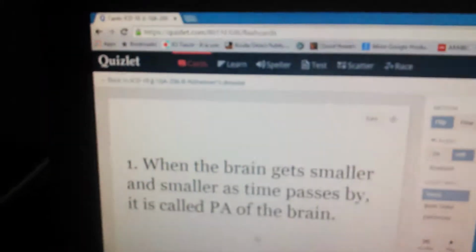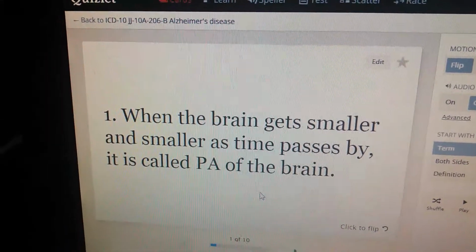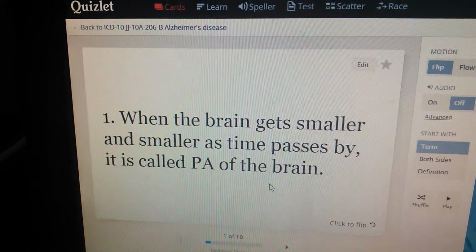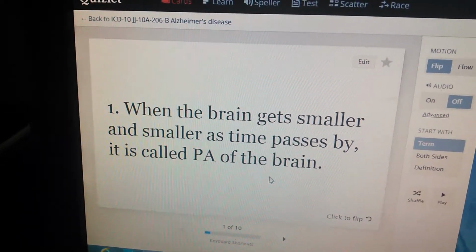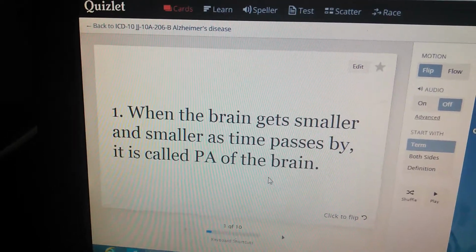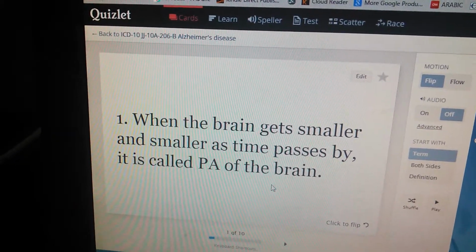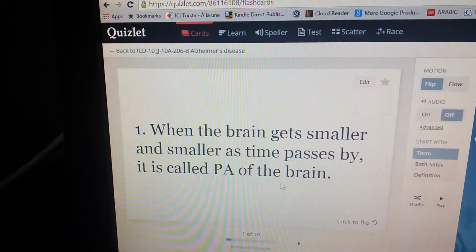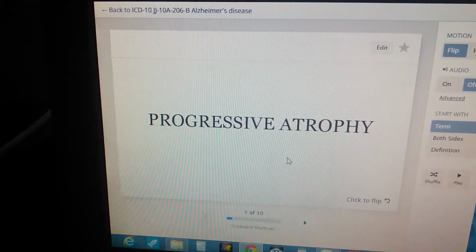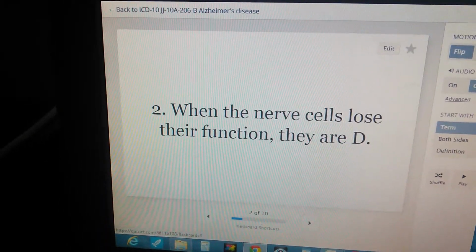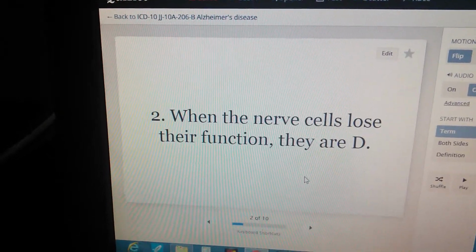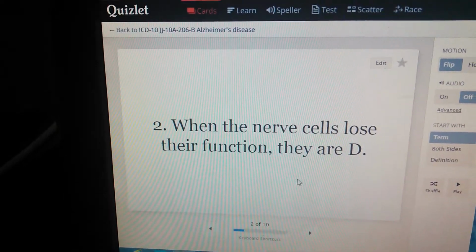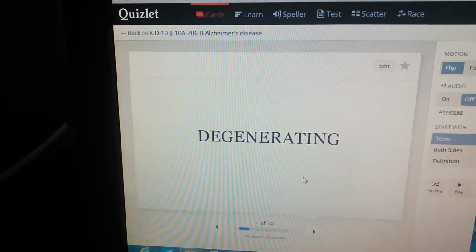All right, the first question is: 1. When the brain gets smaller and smaller as time passes by, it is called PA of the brain. Now, what is PA? I'm going to give you 3 to 4 seconds for you to answer, and then Stephanie is going to show you the answer, and she's going to read the answer for you. Progressive atrophy. Okay. Question number 2. When the nerve cells lose their function, they are D. Degenerating.